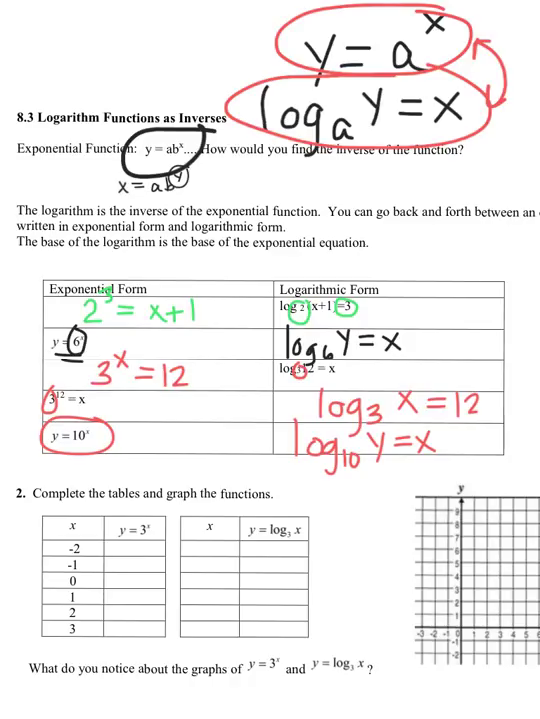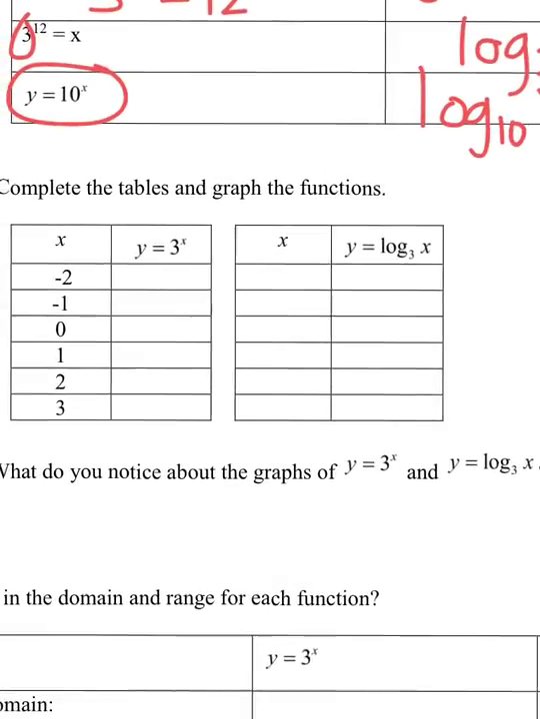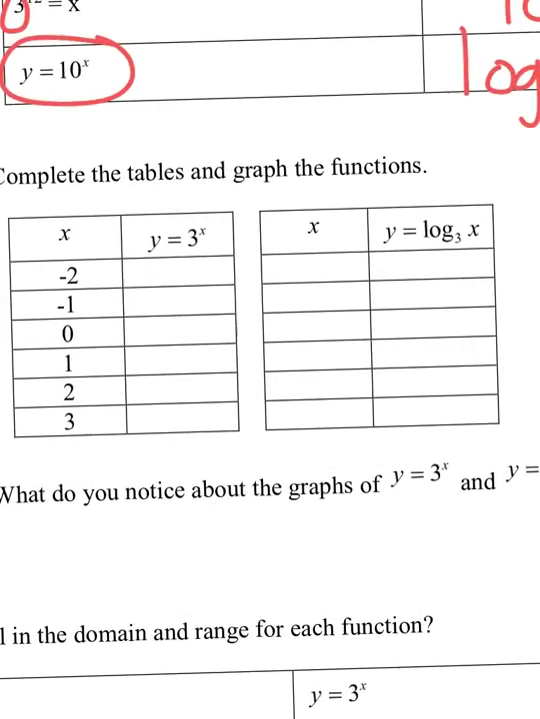So down for number 2, these are inverse functions. These two functions, y equals 3 to the x and y equals log base 3 of x, are inverses. If you can graph y equals 3 to the x, you remember with an inverse function, you switch the x and the y around, and that will help us graph the log base 3 of x. So I'm just going to fill in this table.